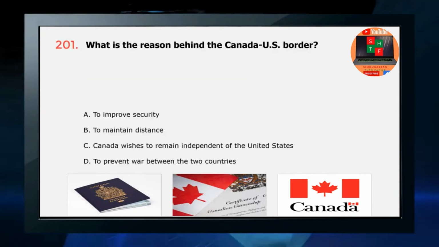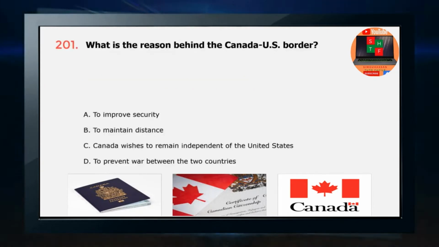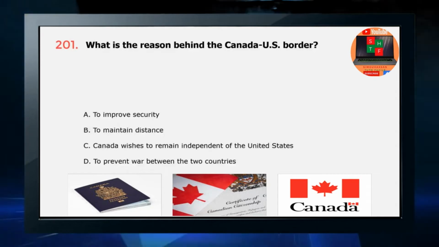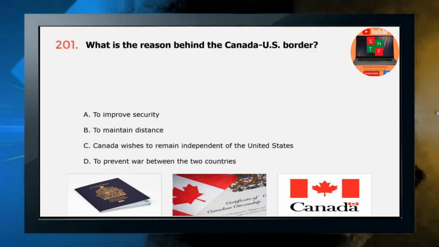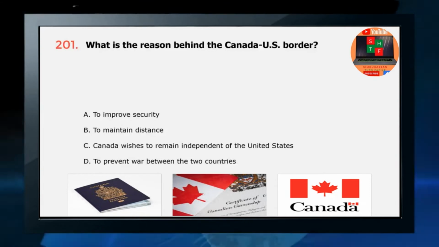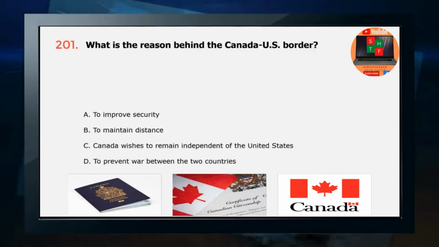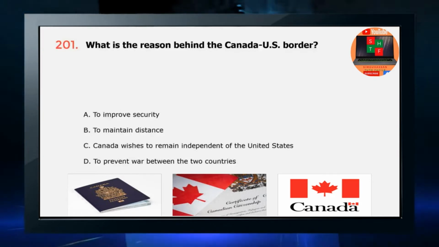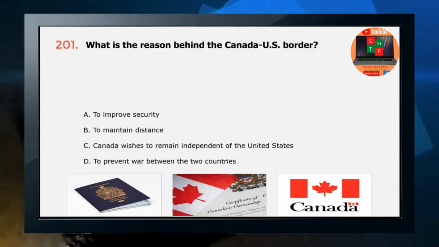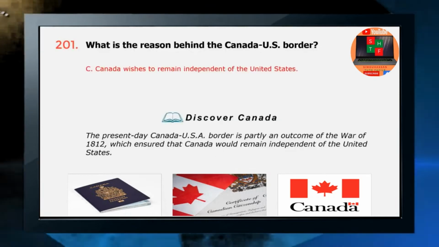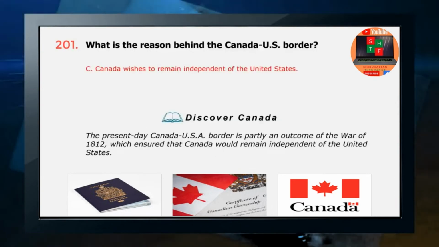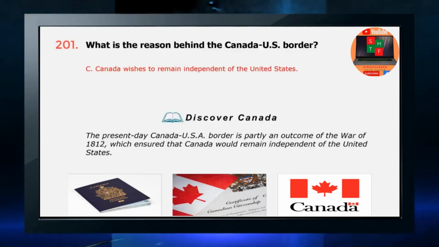Question 201. What is the reason behind the Canada and US border? A. To improve security. B. To maintain distance. C. Canada wishes to remain independent of the United States. D. To prevent war between the two countries. The answer is C. Canada wishes to remain independent of the United States.